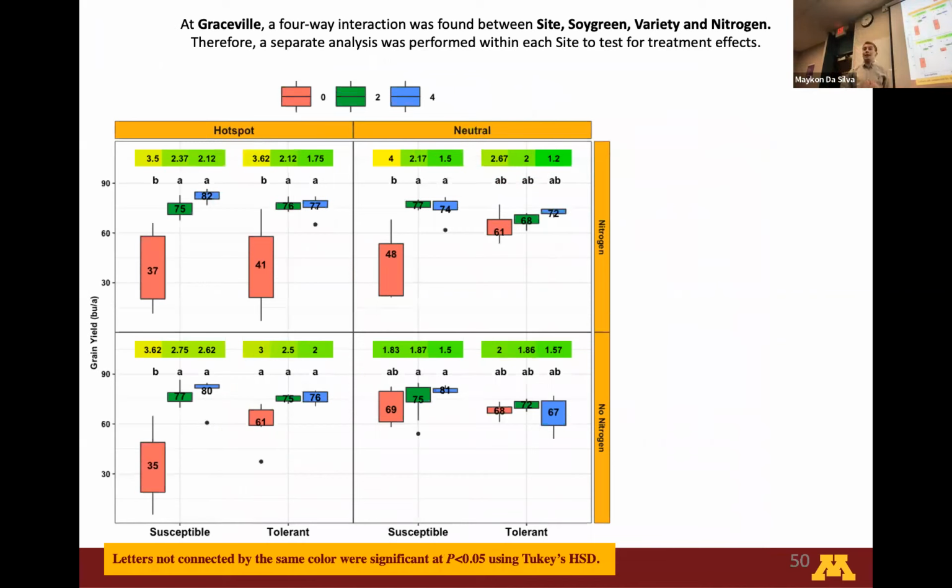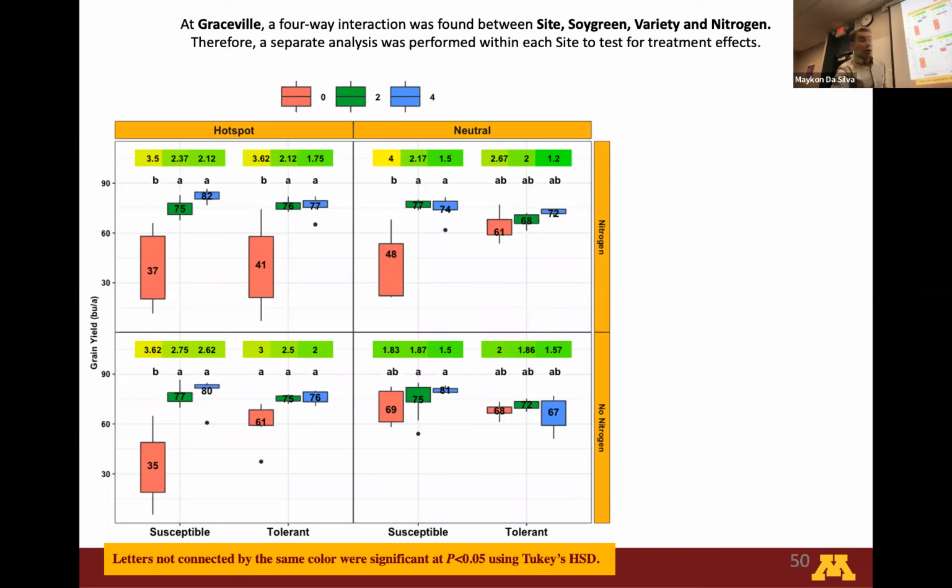And now I want to show a bit of data from Graceville, but this is just to show you that different things were found for different locations. At Graceville, we also found a four-way interaction, but now between site, iron chelate, variety, and nitrogen. But why did I want to show data from Graceville? Because nitrogen in this case is very important.